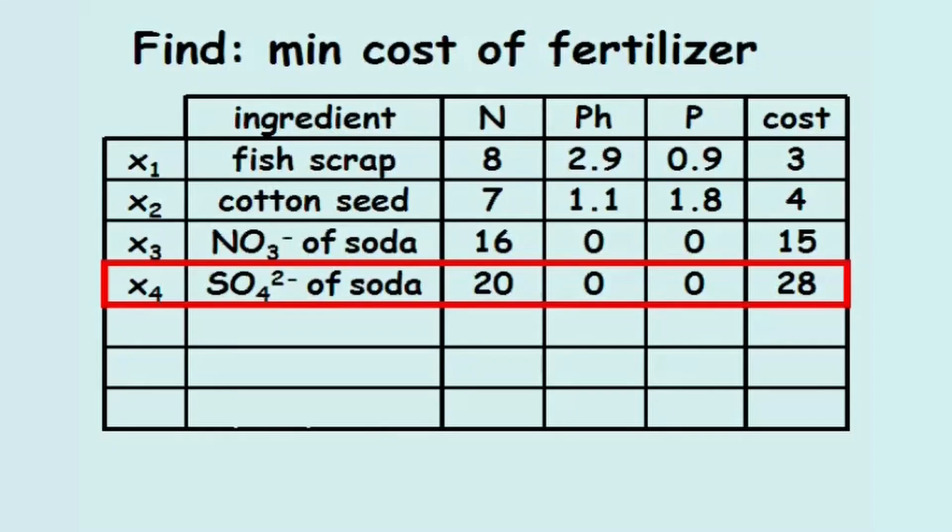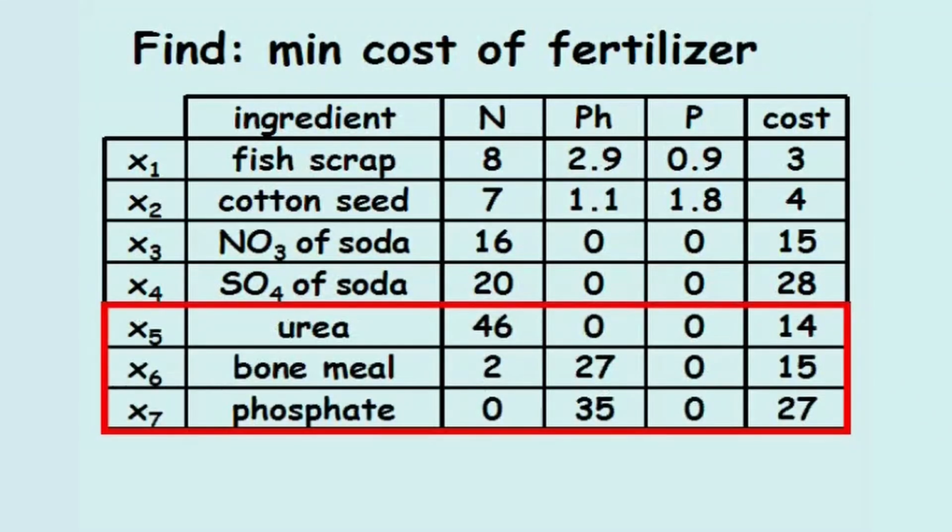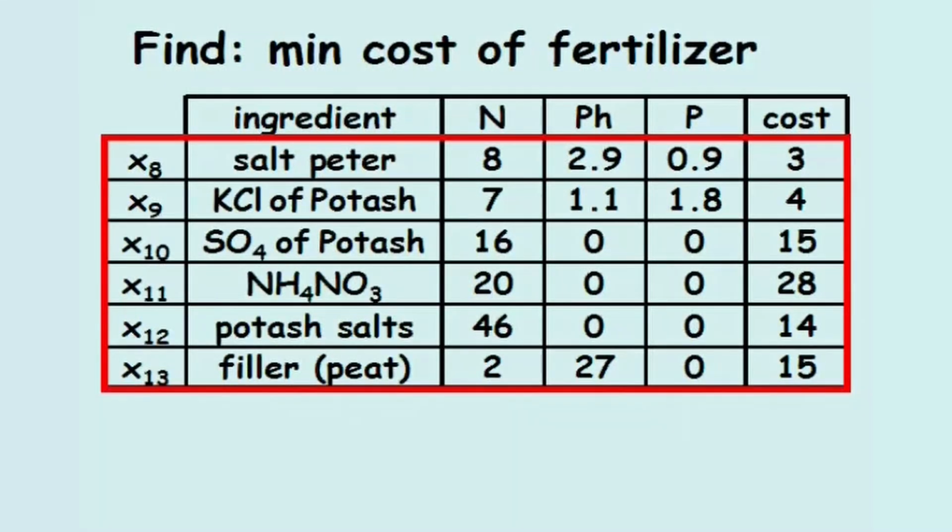Ingredients 5 through 7 are urea, bone meal, and phosphate. The remaining 6 ingredients are saltpeter, muriate of potash, sulfate of potash, ammonium nitrate, potash salts, and filler material.